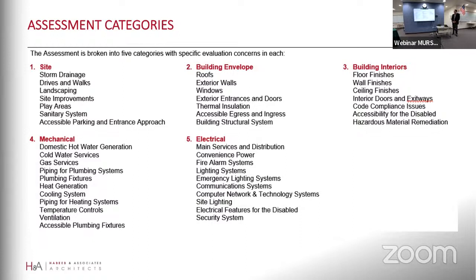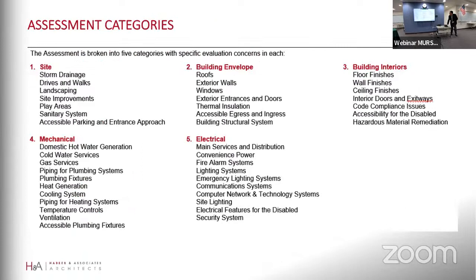The mechanical category, these are the heating, ventilation, air conditioning systems, the plumbing, the sprinklers and fire protection, and electrical is power, lighting, emergency power, fire alarm, communication systems, data, telephone, the computer network, and any of the special systems that you might find in a school, like a clock system, bell system, paging, things like that, and security.